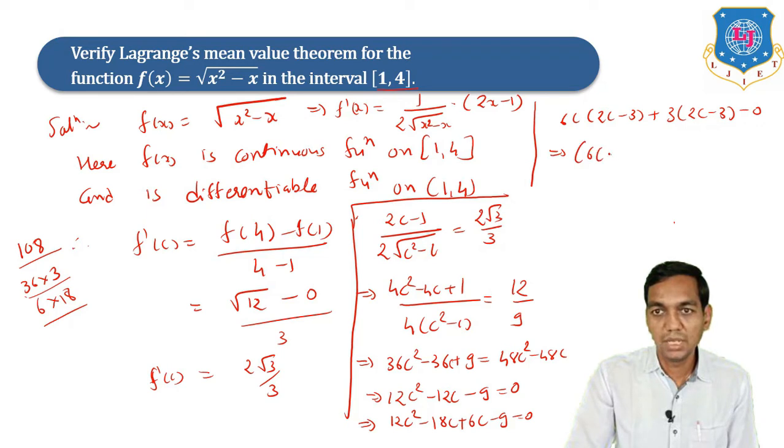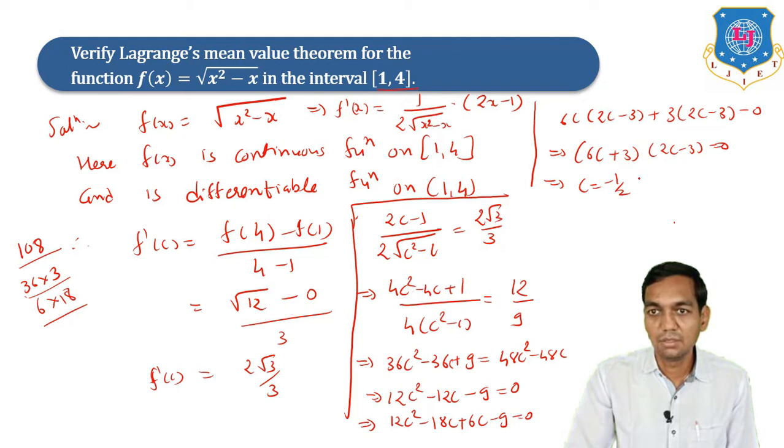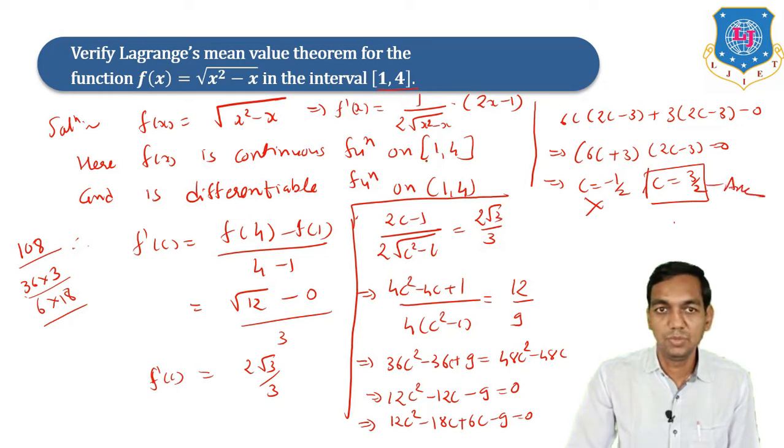So (6c + 3)(2c - 3) = 0. Here you have c = -1/2, and here we have c = 3/2. Now -1/2 does not belong to our interval, so c = 3/2 is our answer. That means Lagrange's theorem is verified.